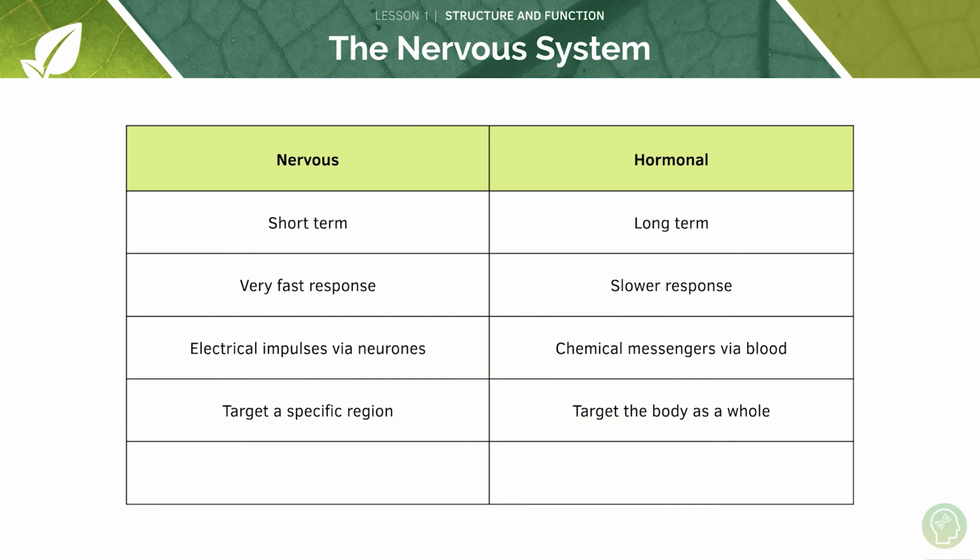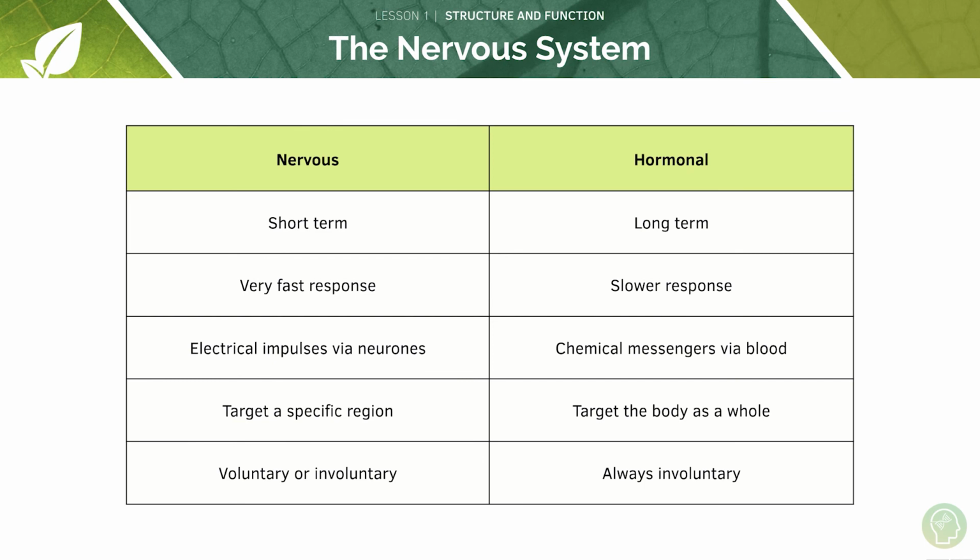So nervous impulses tend to target a specific region because the nerve travels directly to the region of the body that it's targeting. Whereas because the hormonal system uses the blood to get hormones around the body, these hormones can essentially target any organ around the body, and therefore often hormonal responses have an impact on the body that's a lot more holistic compared to the nervous system.